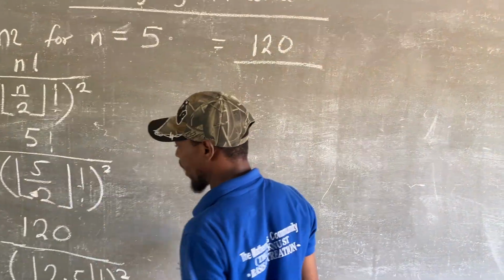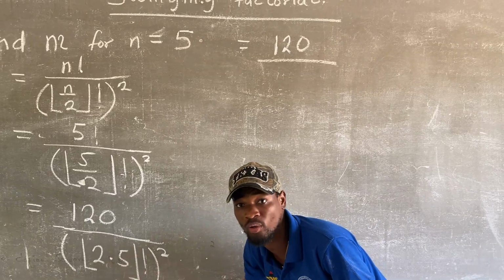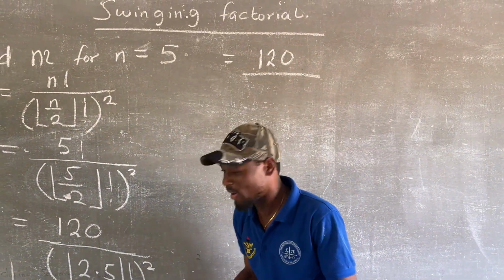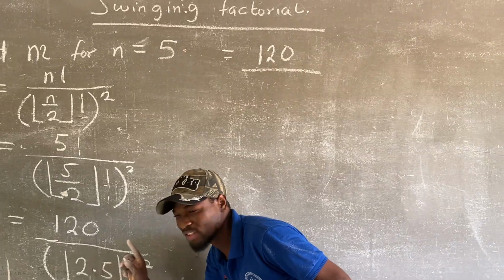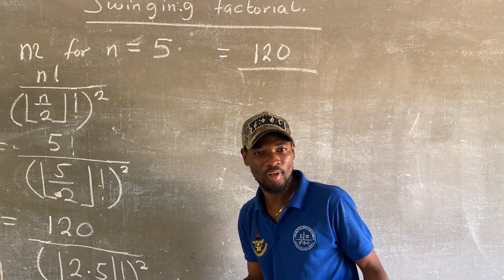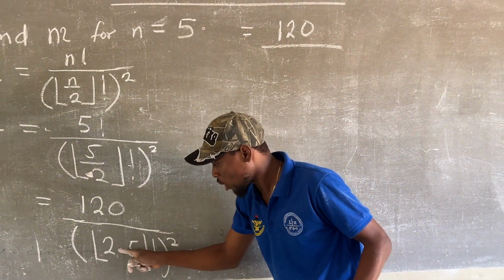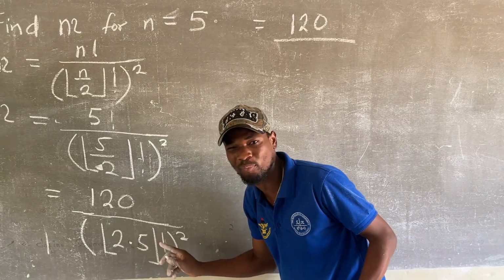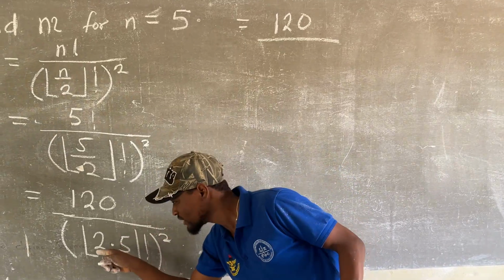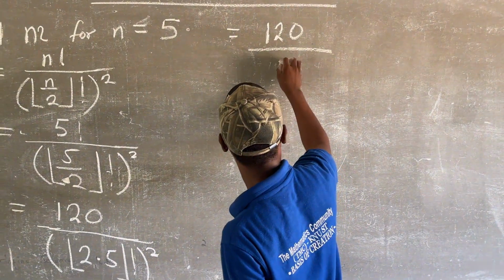We have 120 all over. So viewers, now look. The floor of 2.5 is 2. I hope you remember that. So please, viewers, don't use the 2.5. Remember, you are taking the floor of this number, 2.5, which is equal to the whole number integer, 2. So I have the denominator to be 2.